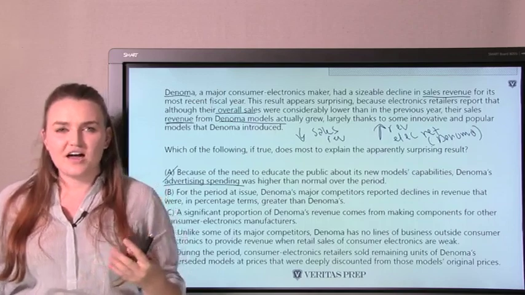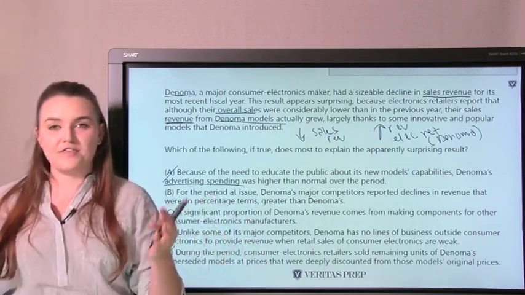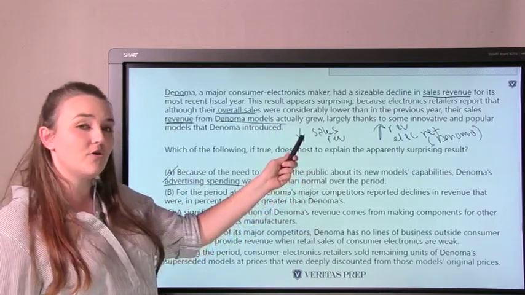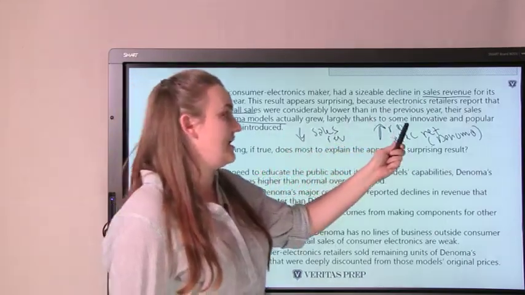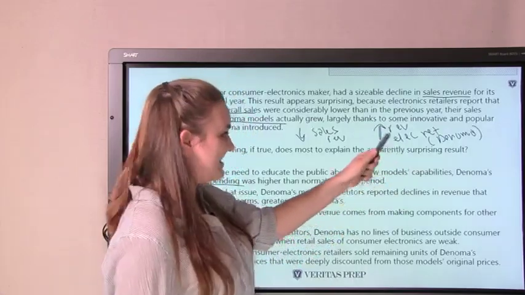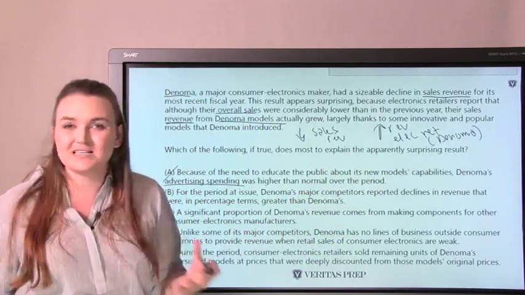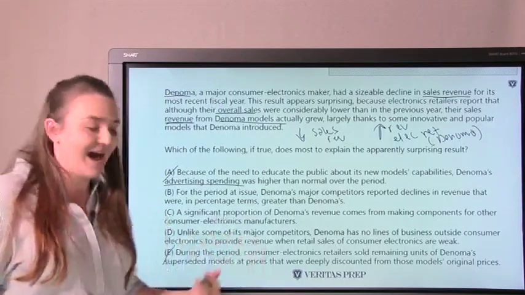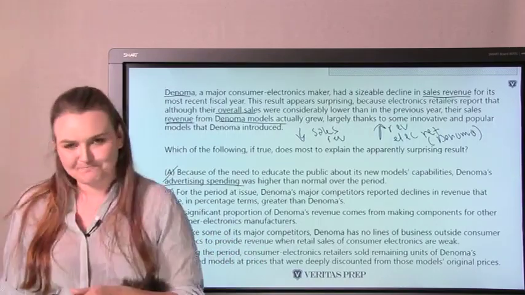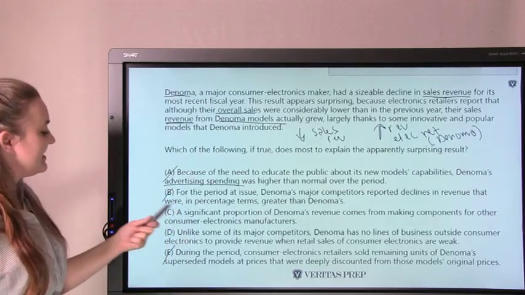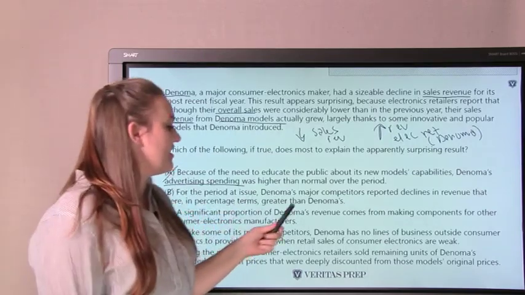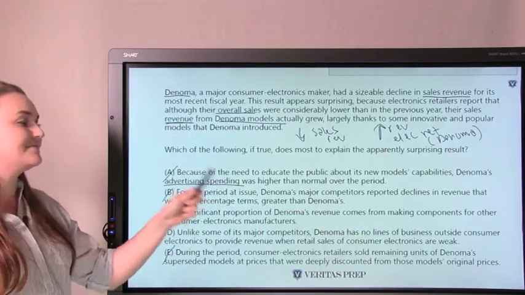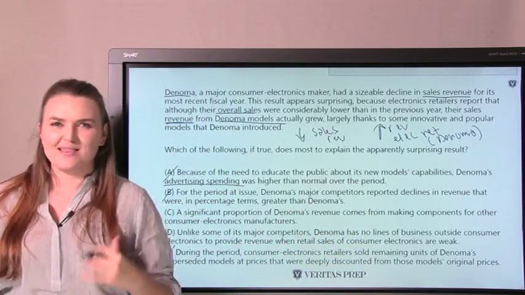So whether or not other companies suffered more than they suffered doesn't explain this paradox between a decrease in overall sales revenue versus an increase in revenue at electronic retailers, right? It doesn't have the potential to bridge that gap just by saying they're not doing as bad. So this one's out of the mix as well. And if we speak to C, a significant proportion of their revenue comes from making components for other consumer electronics manufacturers. So let's talk about C.